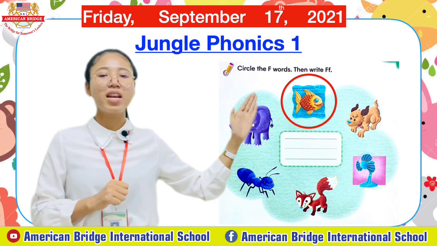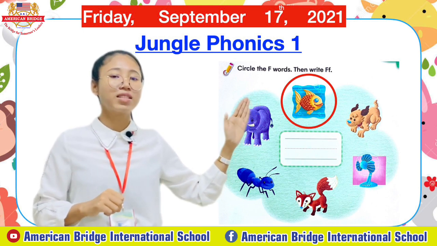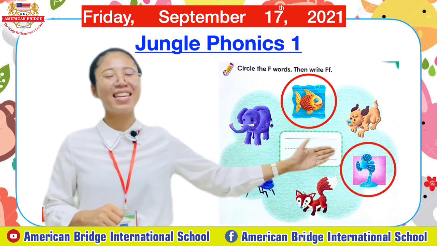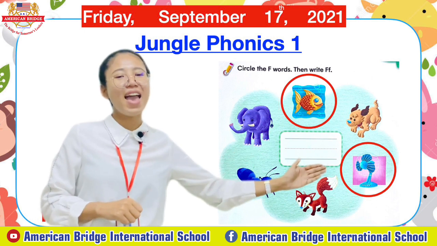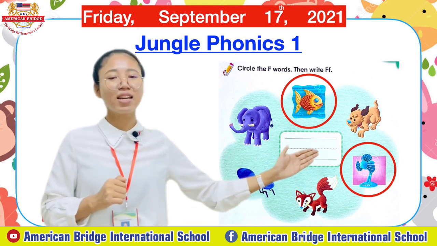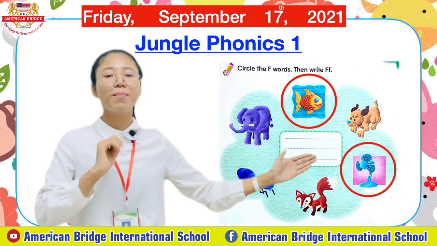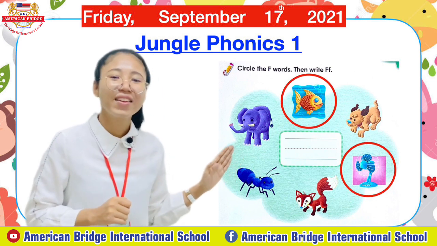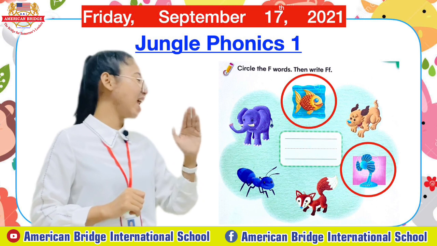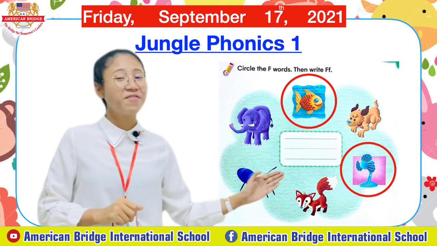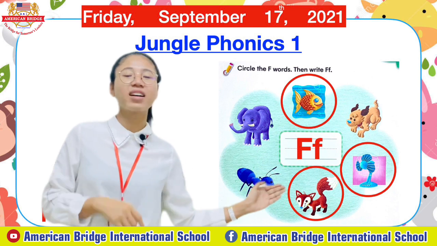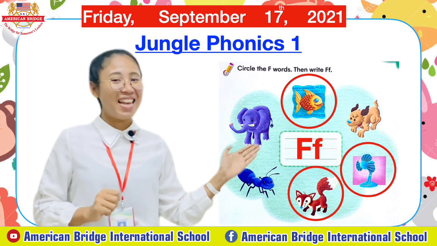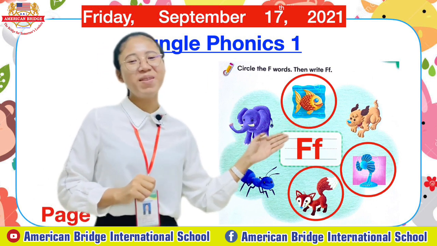And what about the next picture? What picture did we circle, everyone? Correct, we circle fan. Have you already circled fan? Excellent. What about the last picture? Which one did you circle, everyone? Yes, you are right. The last one is fox. Now we circle fox. Great job, everyone. After that, we need to write letter F in the middle.